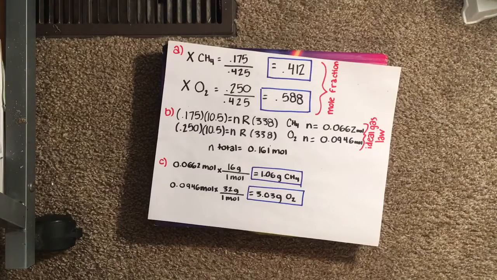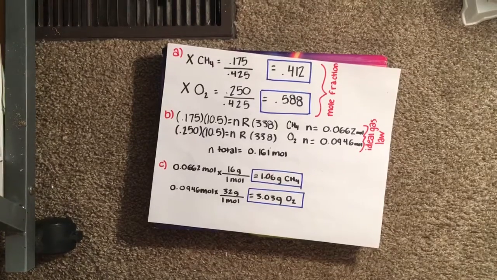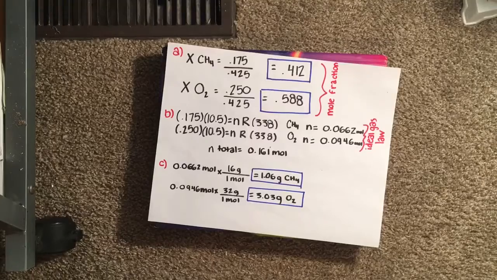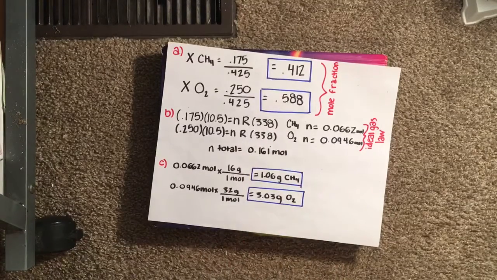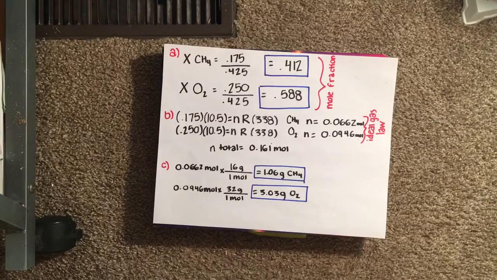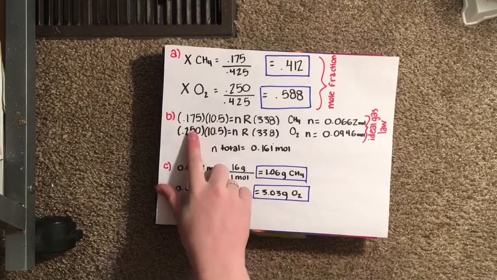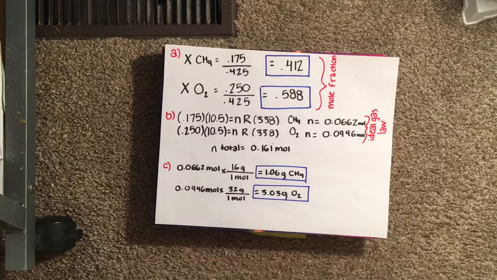B asks us to find the total number of moles of the gas in the mixture if the mixture occupies a volume of 10.5 liters at 65 degrees Celsius. So you have to do PV equals nRT twice to find the moles of each gas, and then you add the moles of the gas together. So for CH4, the pressure is 0.175, the liters is 10.5, equals n, which is what you're solving for, R is 0.0821, and the temperature is 338. It's the same thing for O2, except the pressure is 0.25 and not 0.175.